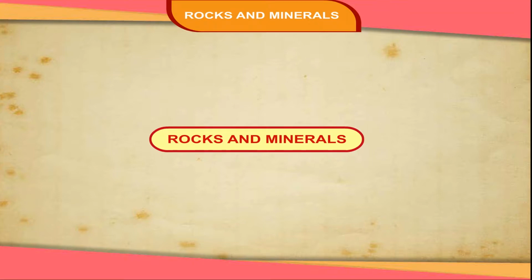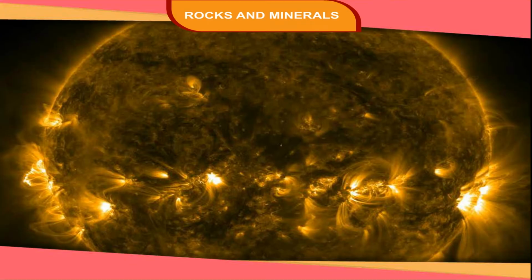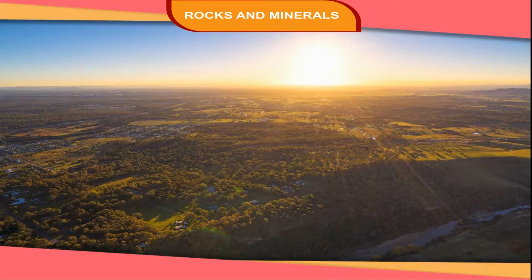Rocks and minerals. Although the exact origin of our Earth is still not known, it is believed that it came into existence about 4,500 million years ago. In the beginning, it was very hot and molten, but it cooled gradually and acquired its present form.